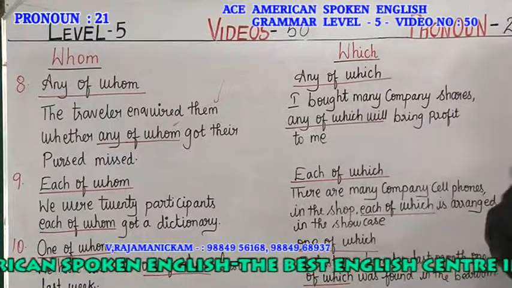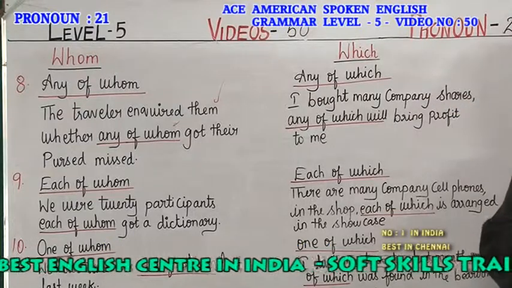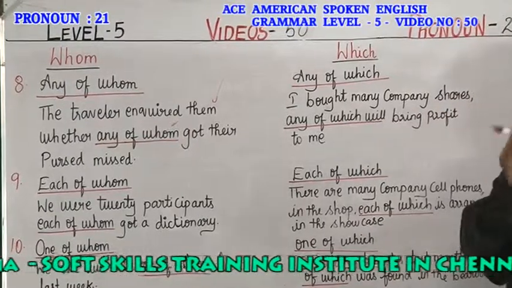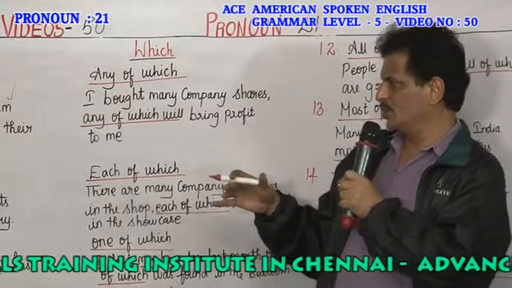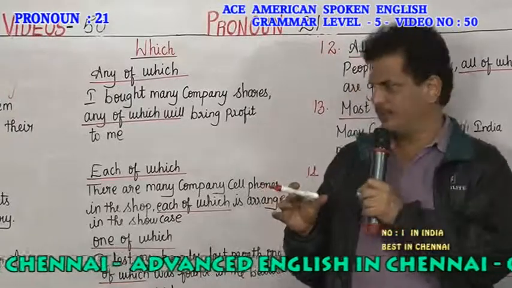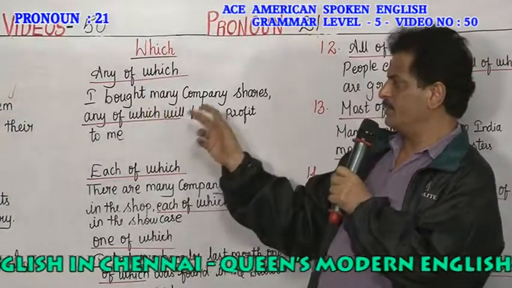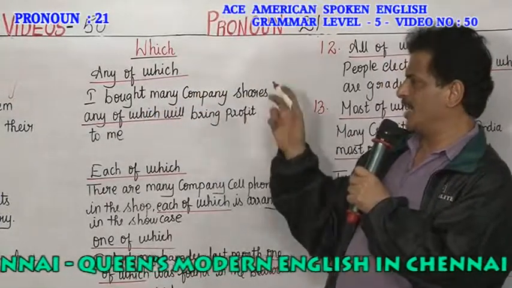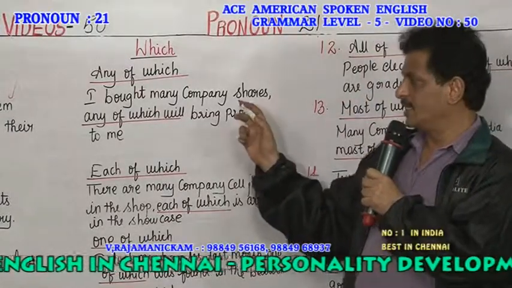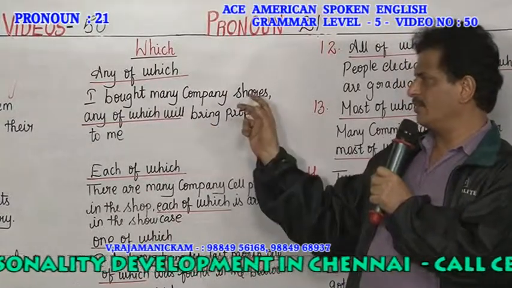See, any of which: out of a lot of things, you are asking about anything. I bought many company shares. So it is a full sentence. Any of which means what? Out of the many company shares, one or two shares, any of which will bring profit to me. Out of those shares, some shares will bring profit to me. So the "which" stands for the shares.